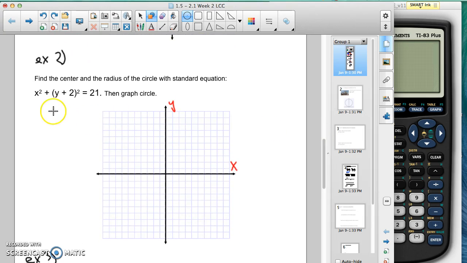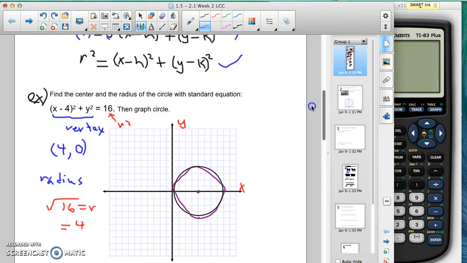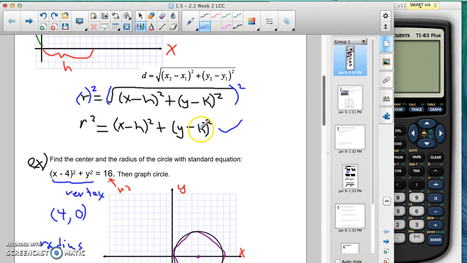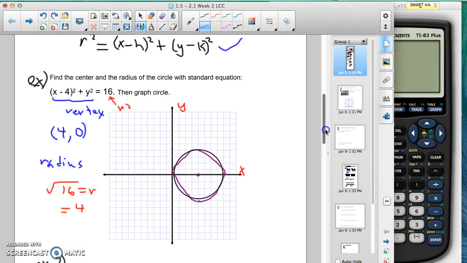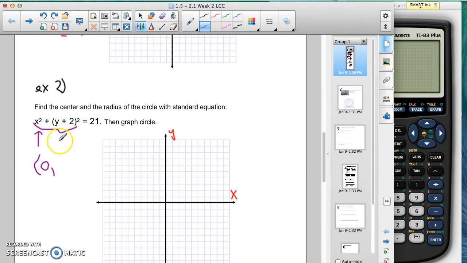Our second example, we have the same type of problem. In this case, here's our vertex found in there. In this one, we don't have an h value, so in that part we're going to have a 0 for the vertex. And over here we have a plus. So plus is the opposite of the formula. The formula says y minus k squared. So since this says plus 2, our actual answer is going to be negative 2 for the y value.